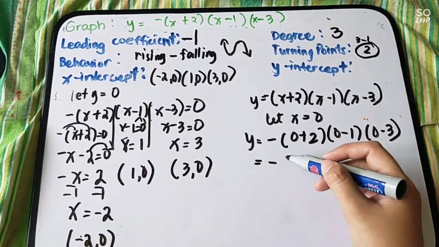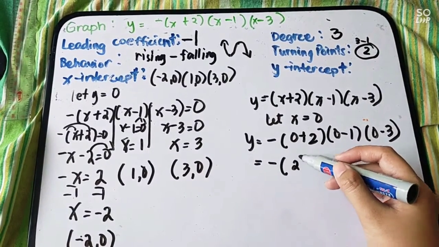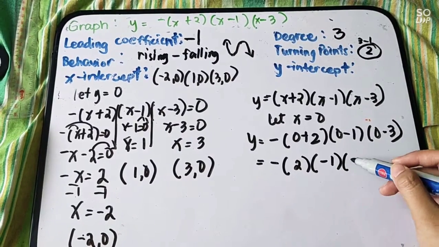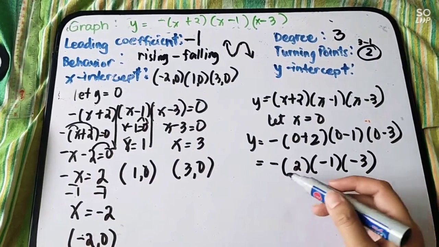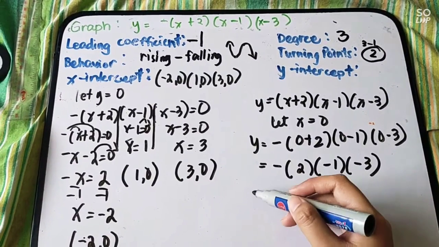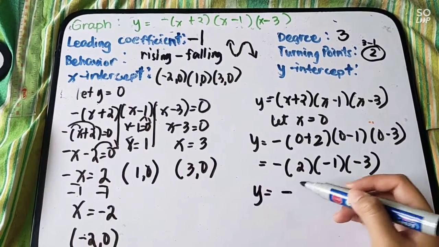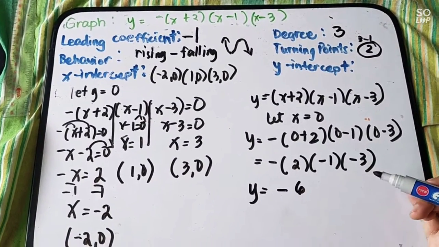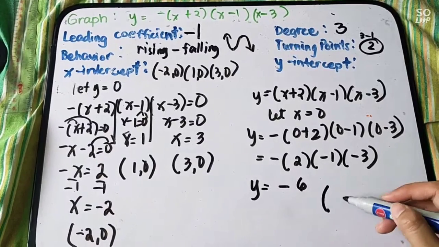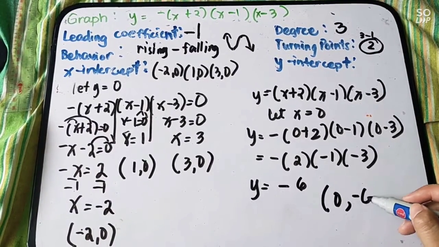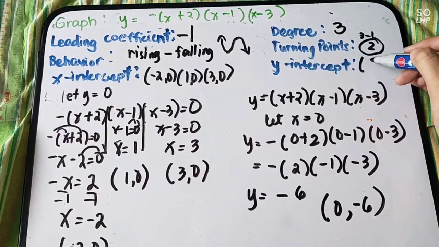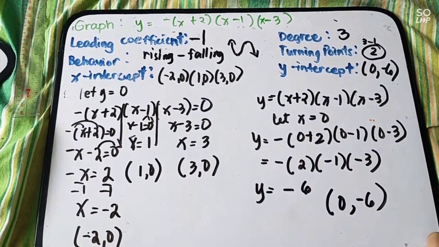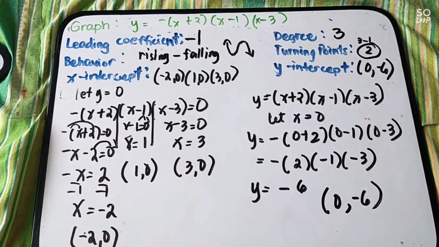Then we have negative times (0 plus 2), which is 2; 0 minus 1, we have negative 1; then 0 minus 3, we have negative 3. Since we have three negatives, our answer is negative. Then just multiply the numbers: 2 times 1 times 3, we have negative 6. So our y-intercept is (0, -6). That's the y-intercept. Now, let us graph the points.